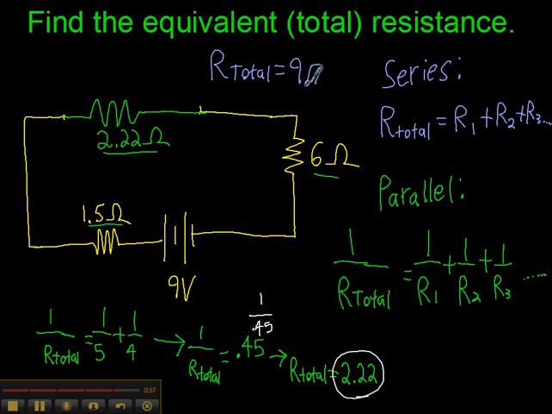Whoops, that's 9.7. So really, if we wanted the same amount of current in our circuit that we had before, we could just make a circuit with one resistor of 9.7 ohms, and we'd get the same total current out of that battery.